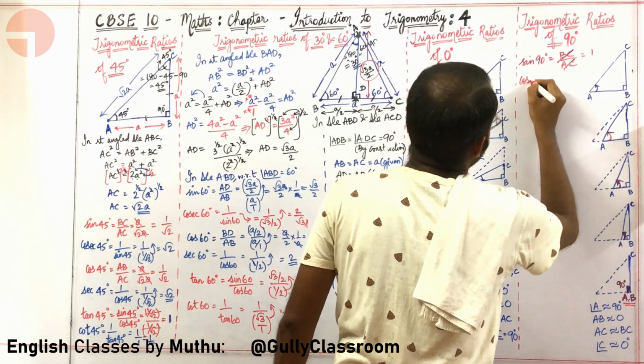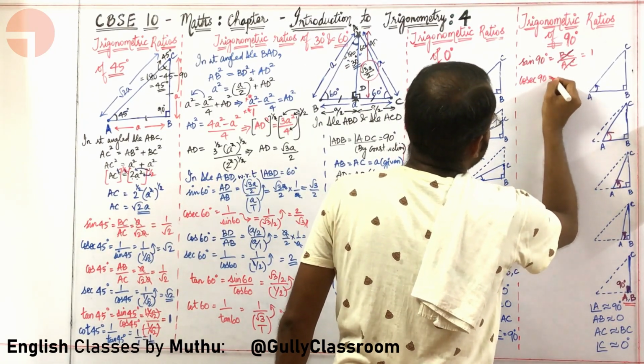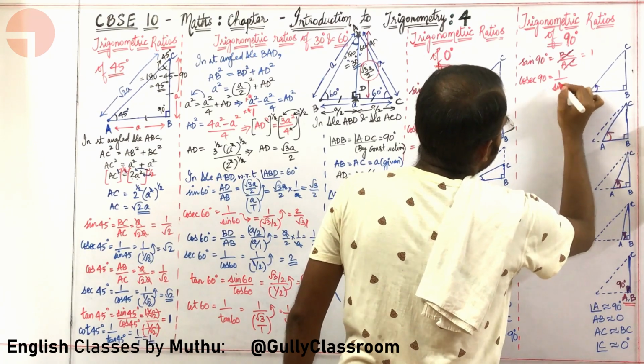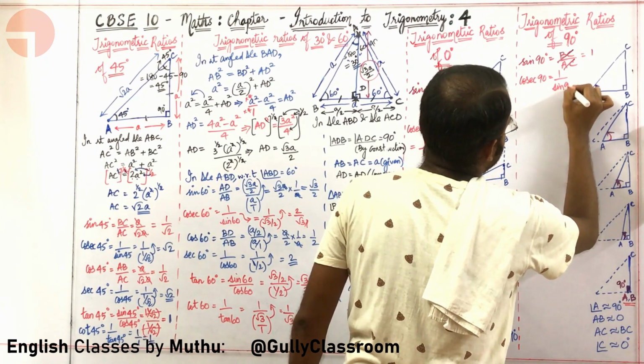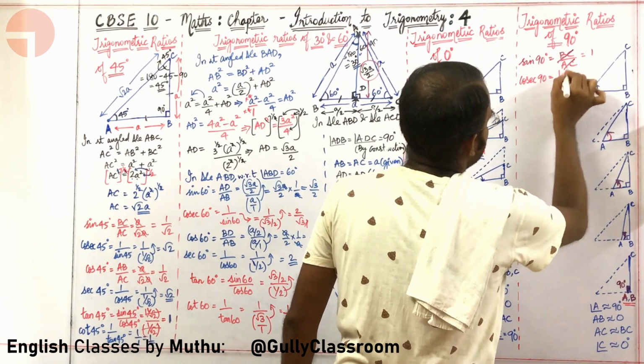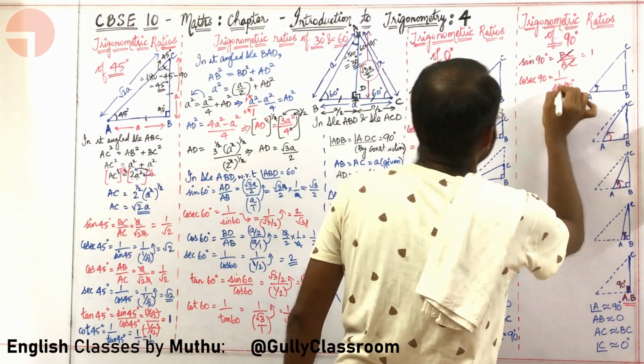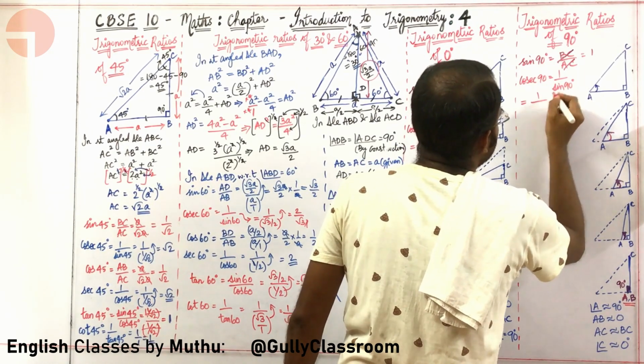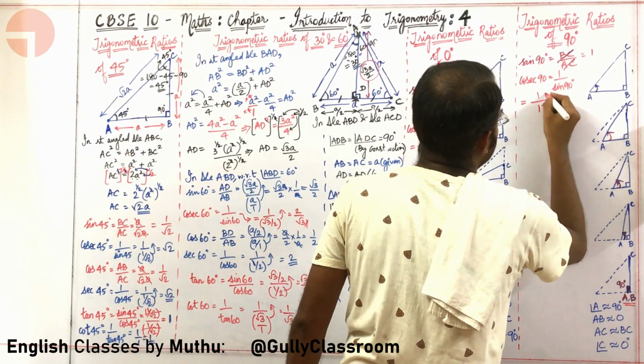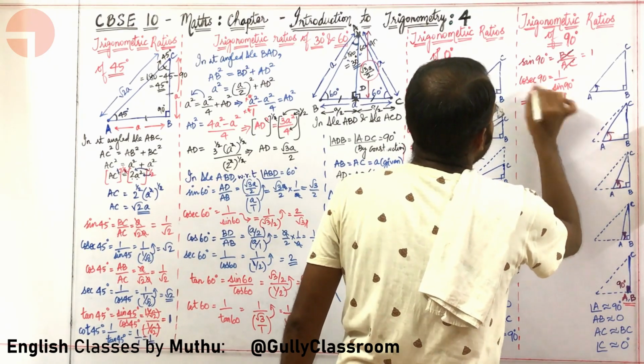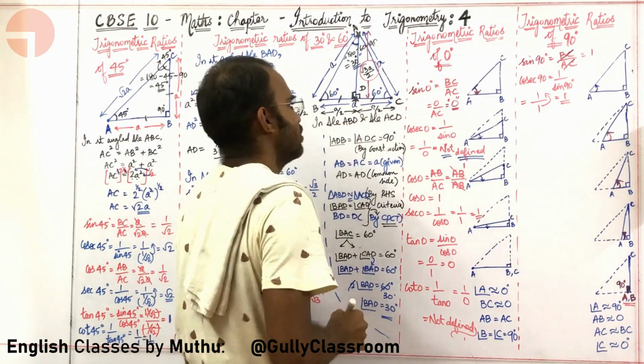What is the reciprocal of sin 90? Sin 90 reciprocal is nothing but cosecant 90. So cosecant 90 is equal to 1 by sin 90. I can substitute sin 90 as 1 over here. If I bring this up, the value of cosecant 90 is also 1.